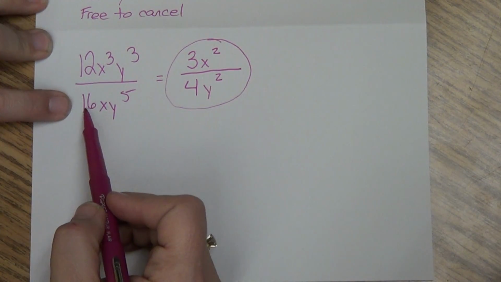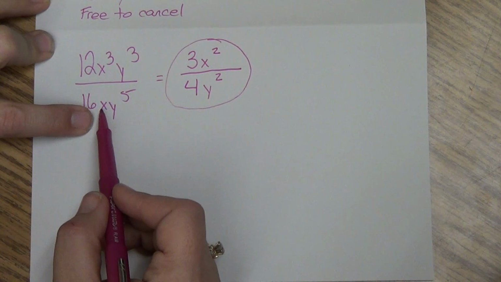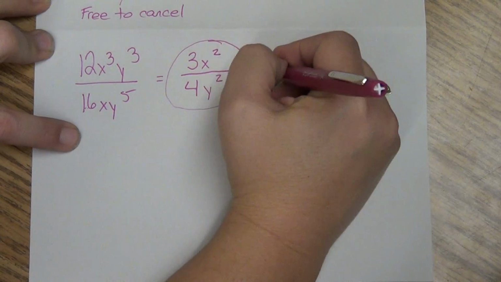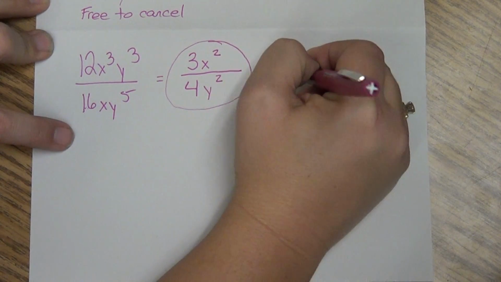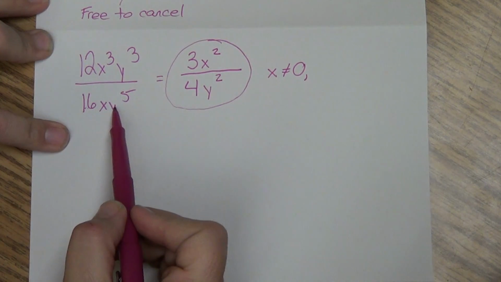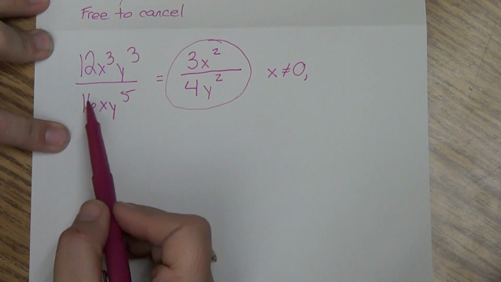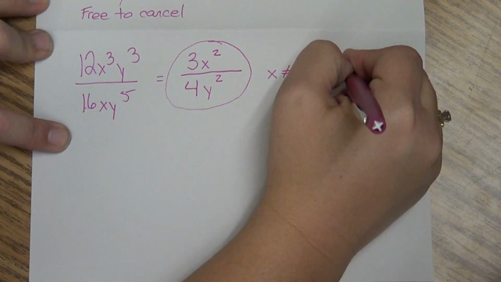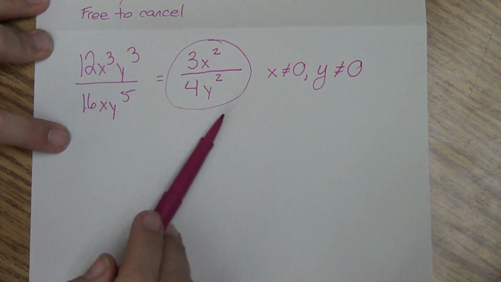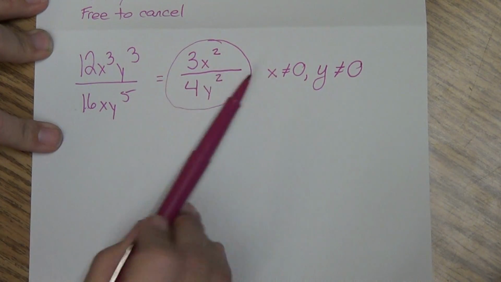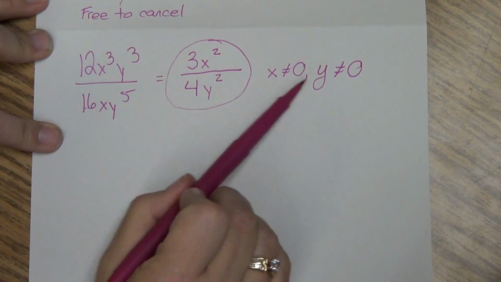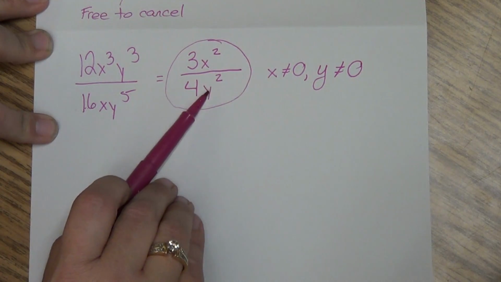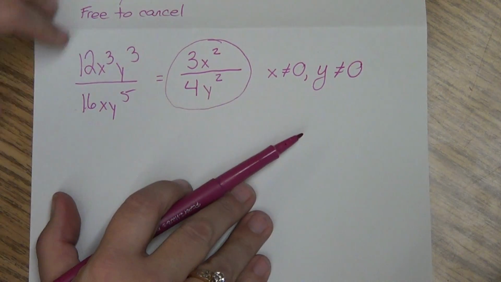Well, the 16, that's not going to give us a 0. We don't have to worry about that. But if x was 0, 16 times 0 times whatever y is would give us 0. So that's bad. So x cannot equal 0. Same thing if y was 0. 0 to the 5th would be 0. 16 times whatever times 0 would still be 0. So y can also not equal 0. So the simplified version is this, and then these are your restrictions. Notice I did the restrictions on what it was before I canceled. You can't do the restrictions from here, because then we'd be missing our x's.